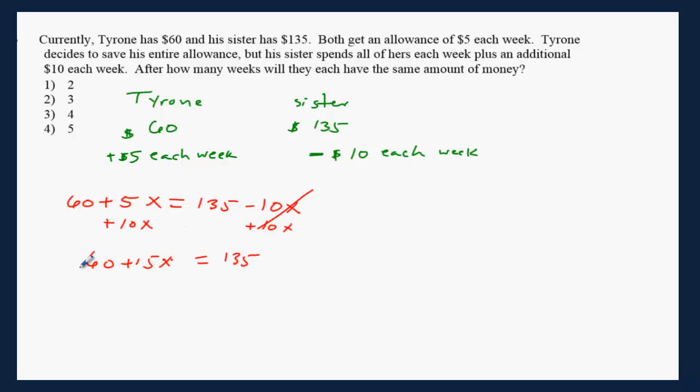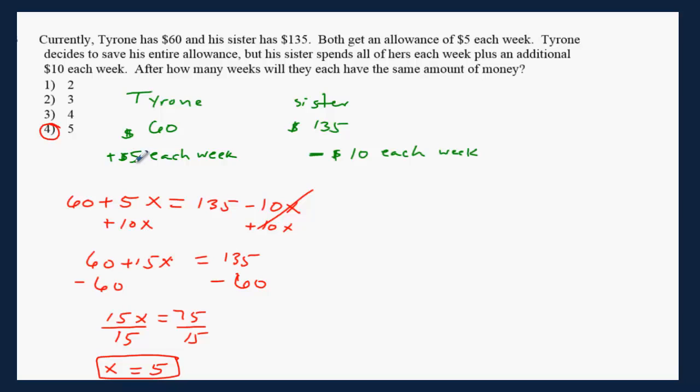We cancel that with this one. Then we're going to subtract 60 from both sides. You will get 15x equals 135 minus 60, that is 75. Then you divide by 15, divide by 15. You get x equals 75 divided by 15, which is 5. X equals 5, and that's the number of weeks, which is 5. You can do this one algebraically, by hand, or mentally.